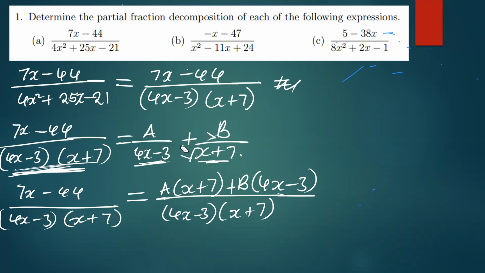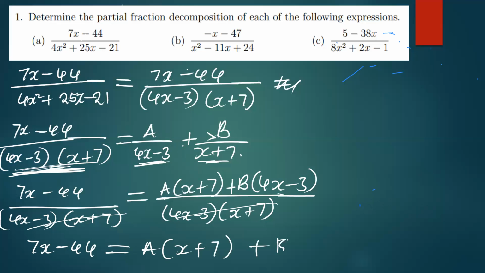So let's quickly finish up this question. After doing this, you can see that mathematically you can cancel this and that because they are the same. Then you're just going to remain with 7x minus 44, and this will be equal to a times x plus 7, then plus b times 4x minus 3. So from there, let us just finish up this question.